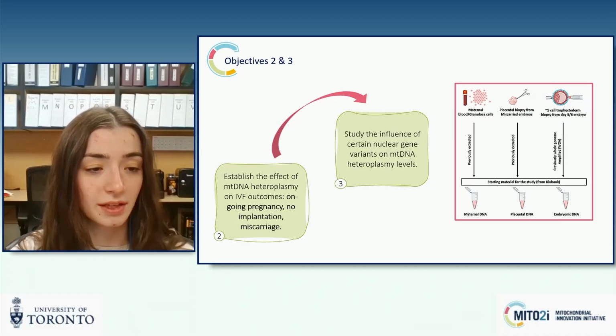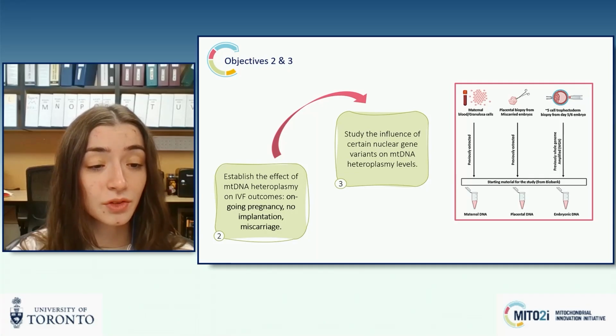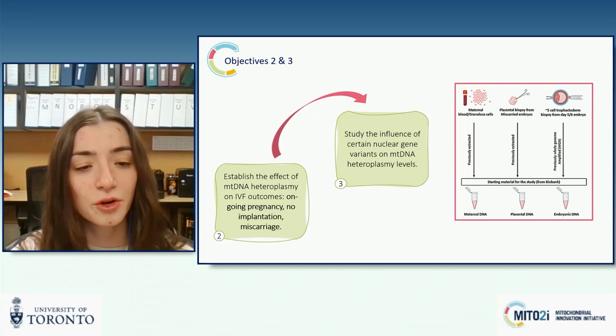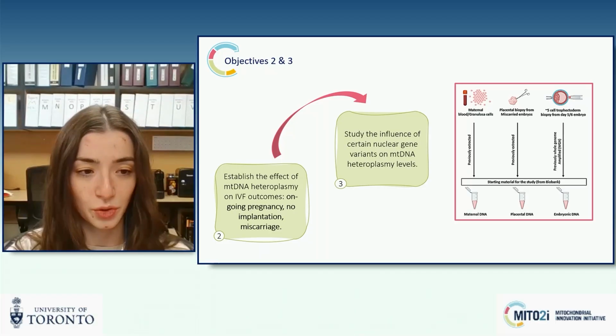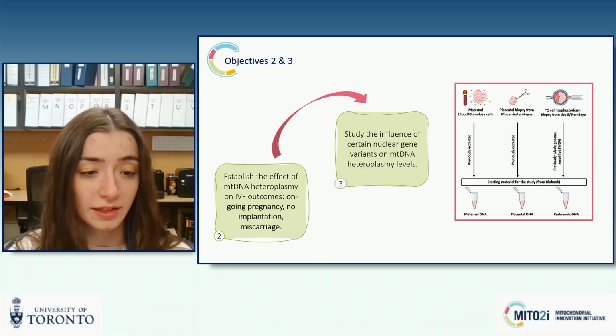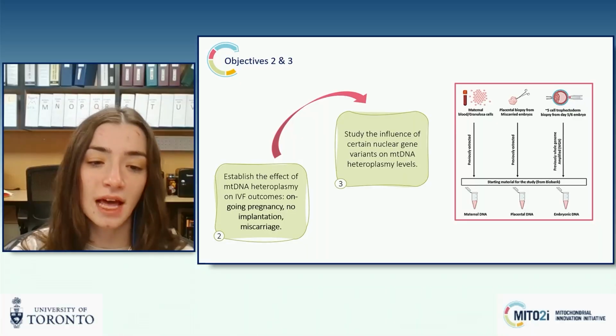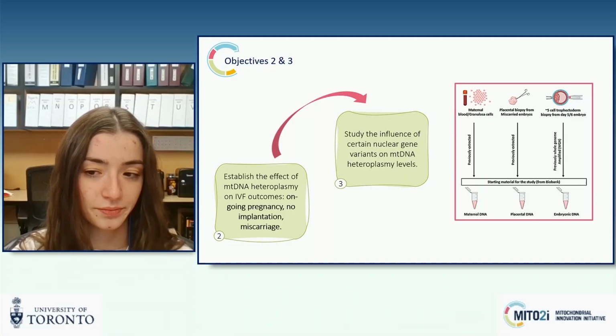So the third objective will be to study the influence of nuclear gene variants on heteroplasmy levels using the exact same sample set as in objective 2. So for the third objective, the only difference is the type of analysis that is being performed.